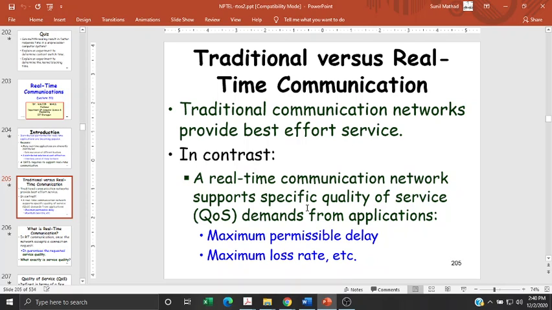So you want to travel minimum distance, shortest path, or whatever the algorithms with respect to your network layer and other layers. So make sure that with minimum cost you are able to reach the other end. In contrast, a real-time communication network supports specific quality of service. It is as good as quantifying the definitions of real-time with respect to functionality. We stated that the timing is as important as functionality.